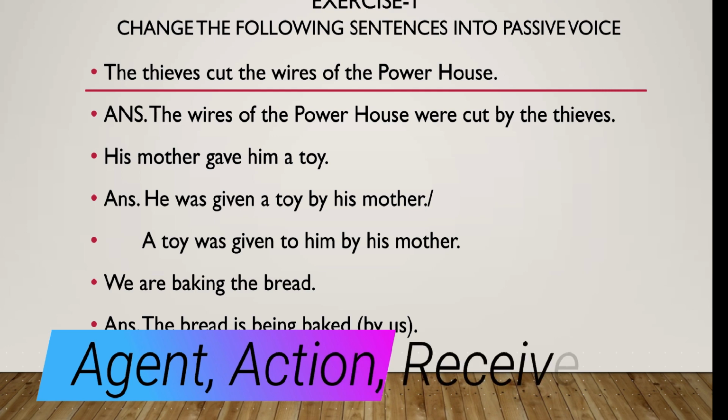Number 1, who is the agent? Number 2, what's the action? And number 3 is the receiver. The thieves is the agent, it's the subject, it's the doer as they are performing the action of cutting. What's the action? Cut. The wires of the powerhouse is the object, the receiver of the action.